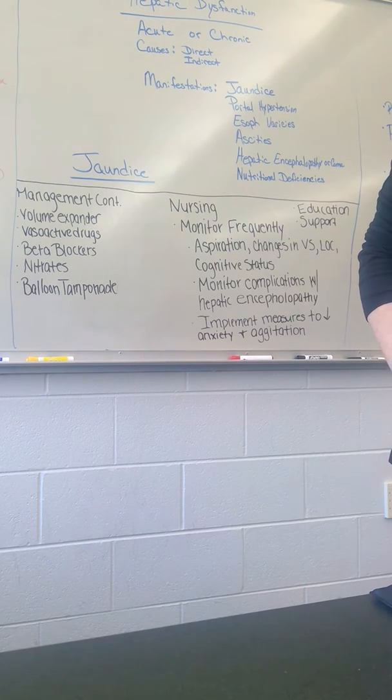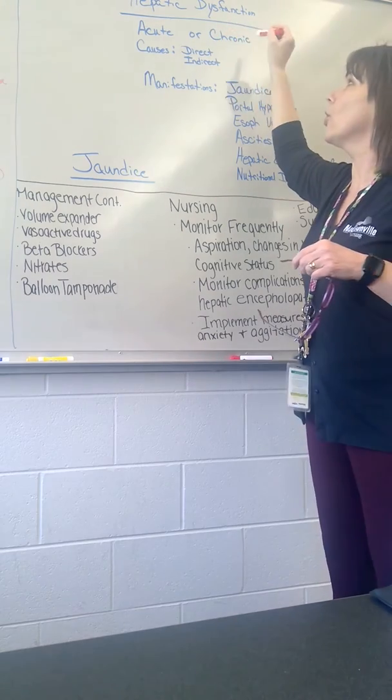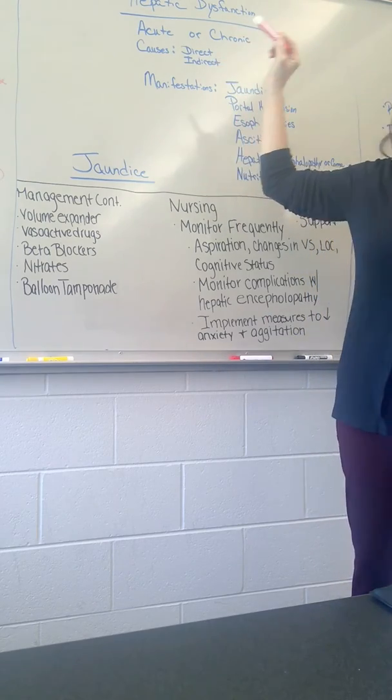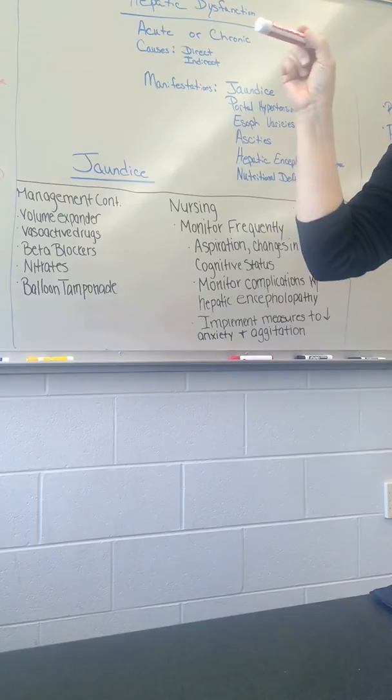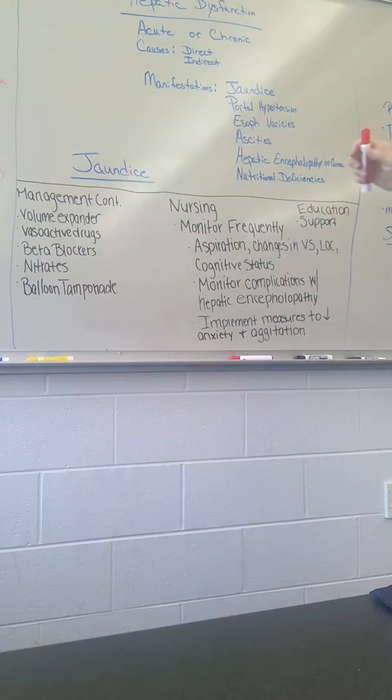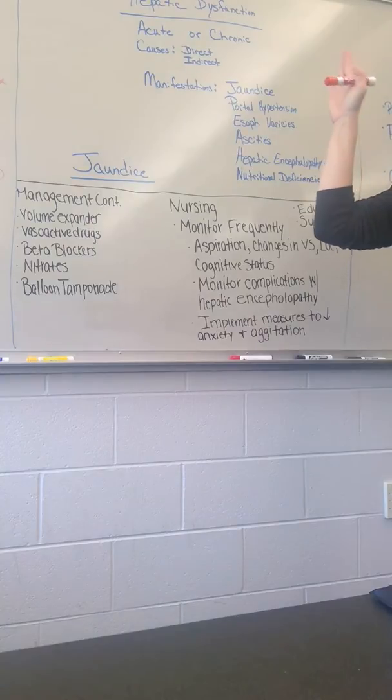Okay, so let's talk about hepatic dysfunction. We've already talked a little bit about it, but I want to say a few things because all of these things we're going to talk about in the different manifestations. Hepatic dysfunction can be acute or chronic, and the cause can be direct or indirect. What I mean by that is that it can be something that happens acutely and then it resolves itself. For instance, it can be from a stone in the common bile duct that's backing up and causing some hepatic dysfunction.